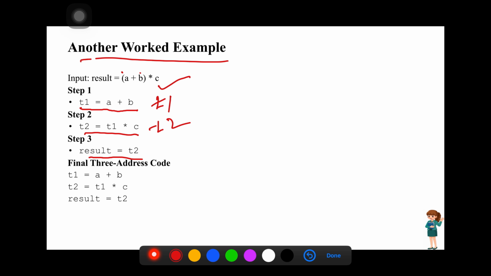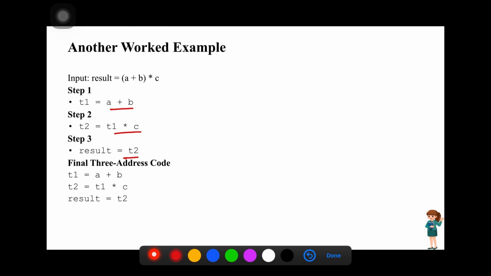Therefore, the final three address code is T1 equals A plus B, T2 equals T1 into C, result equals T2. This example shows how parentheses can change the order of evaluation. I hope you guys understood. Let us move on to the next slide.